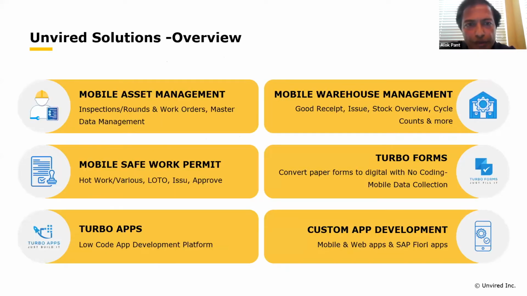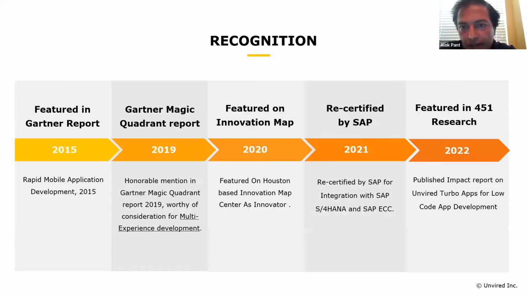Okay, quick solution overview. We do mobile asset management, warehouse management. Tied with the whole asset management piece is safety. So we have an application for safe work permit. We have a Turbo Forms application that works closely with the asset management apps to convert paper forms to digital and make sure work orders are even more electronic. And then we have a low-code app development platform, and we also do SAP Fiori apps. So I'm going to go really quickly here. We've got our recognition by Gartner, and every 3 years we get our solutions recertified by SAP.